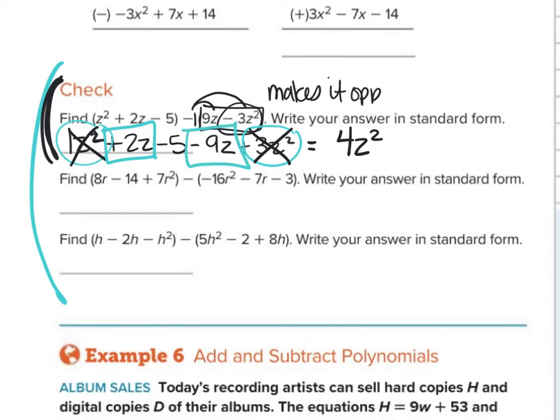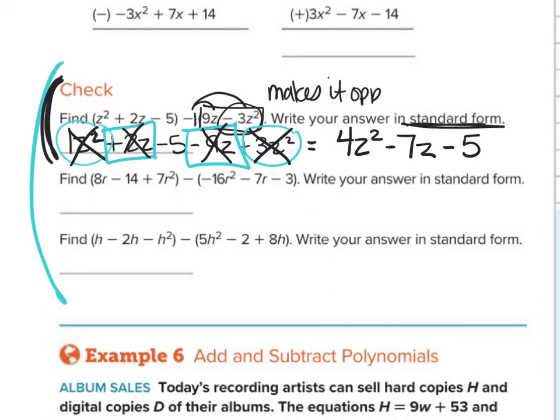Okay, so then 2 minus 9 would give us what? 2 minus 9 would give you 7. What kind of 7? Negative 7. Yes, so negative 7z. So now I did those. What do I have left to simplify there? 5. And is there any like terms to go with it? Nope, so I just put it over here.